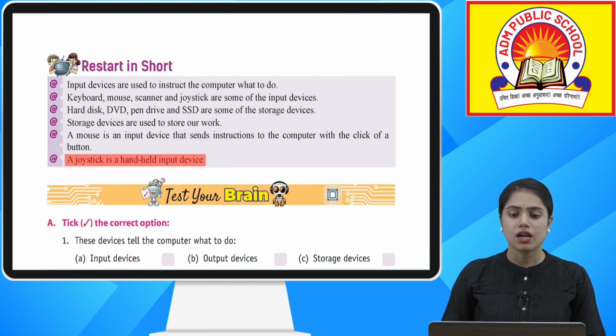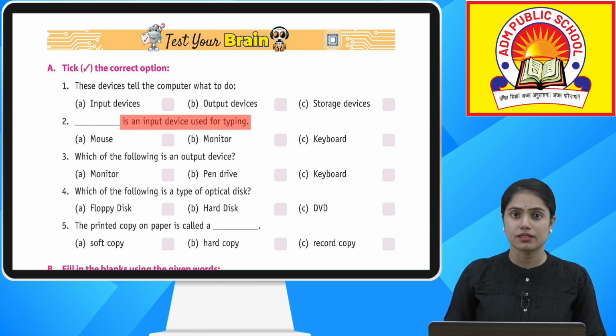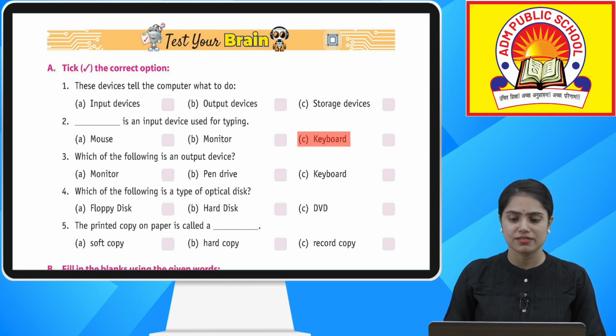Now let's come to test your brain. Tick the correct option. These devices tell the computer what to do, and that is yes. Input devices, correct. Output devices, correct. Storage devices. Dash is an input device used for typing, that is keyboard.